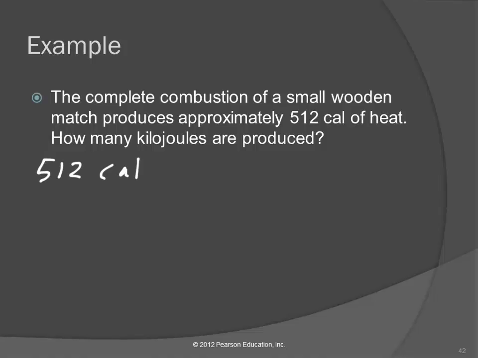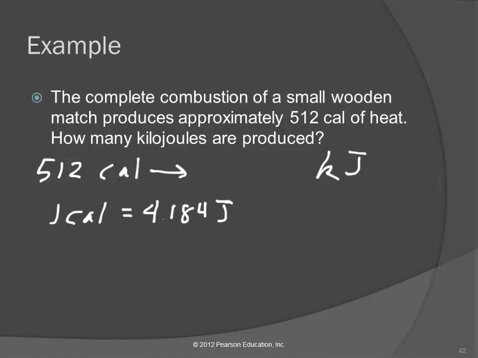512 calories. And what do they ask us to find? Kilojoules. Okay, that's that question right there. How many kilojoules are produced? So we're starting with 512 calories, and we're ending up with kilojoules. And so we have to figure out, do we need multiple steps? Can we go directly from calories to kilojoules? Well, if all we have at hand is that table on the previous slide, there was a relationship between joules and calories. Remember, 1 calorie equals 4.184 joules.